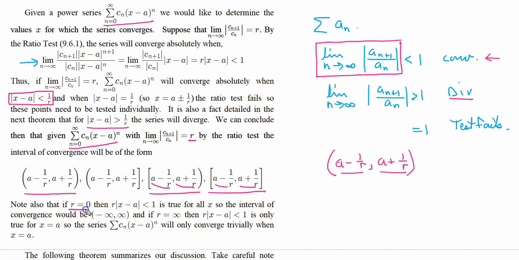If that little r turns out to be 0, so if this limit is equal to 0, then our interval of convergence is actually all the real numbers. You see, because if this little r turns out to be 0 here, then this will certainly hold for any number x that we put in here, because the left-hand side would always be 0. So in that case, our interval of convergence would be negative infinity to positive infinity.